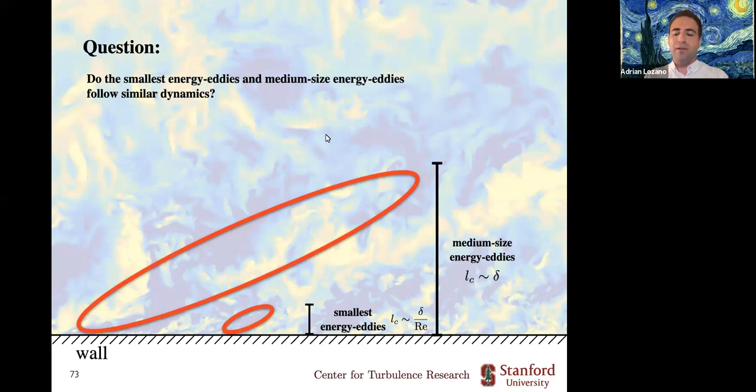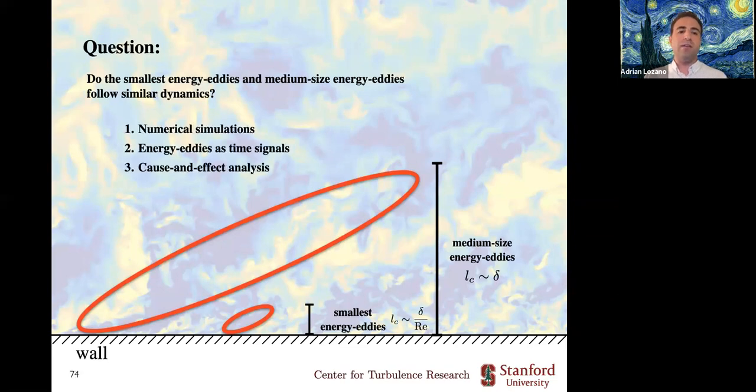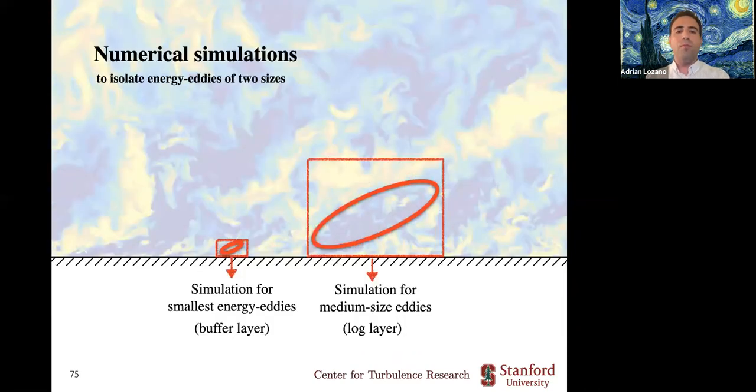And to do that, I'm going to use obviously the framework of information theory as a way of quantifying the dynamics. And for that, I need 3 steps. I need to define a simulation. I want to simulate these small eddies and these medium-sized eddies. Then again, to quantify causality, I need time signals, so I need to quantify energy eddies as time signals. That's going to be point 2. And once I have that, everything is straightforward. I just need to quantify the cause and effect of these energy signals that I got. So let's move to point 1.